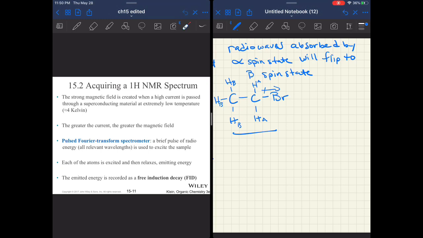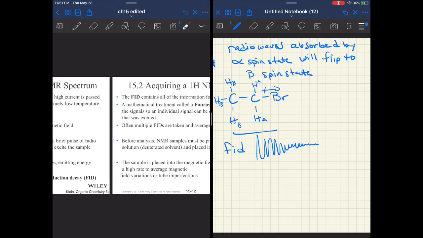So the emitted energy as the beta spin state nuclei relax, they give off, right, that radio wave, that photon, that is that amount of energy that you expect to bridge the gap, and it's collected and it's recorded as something called an FID. Now, you might never have to deal with an FID. FIDs look something like this.